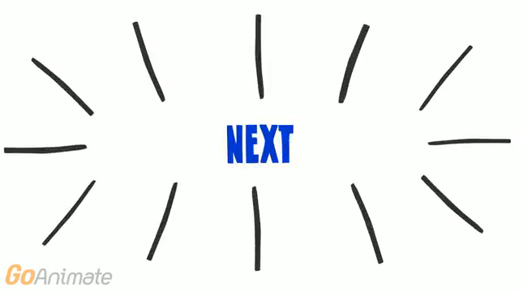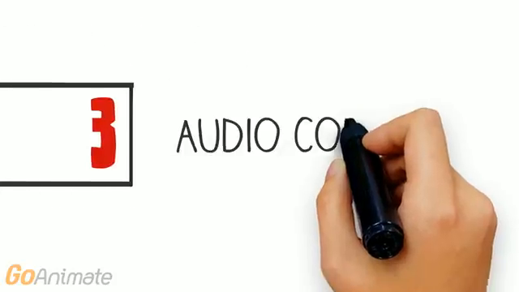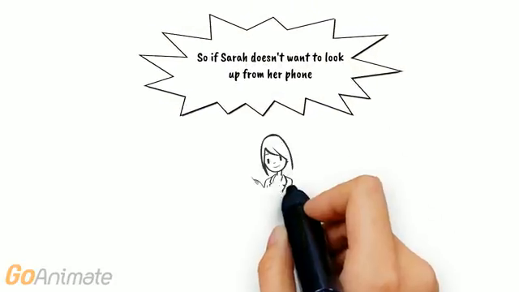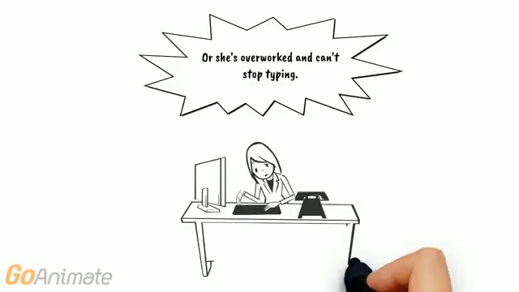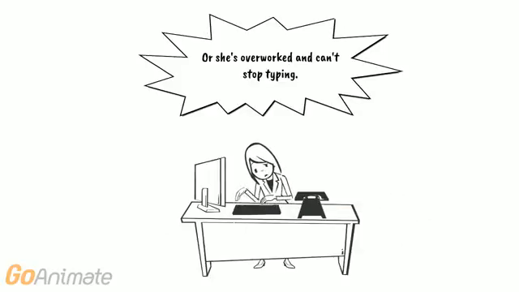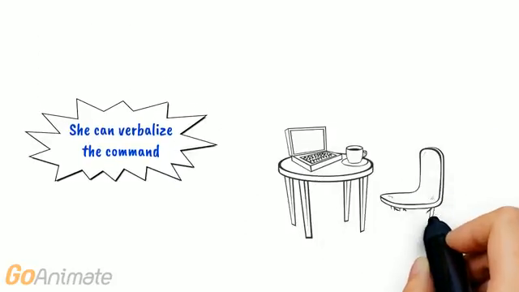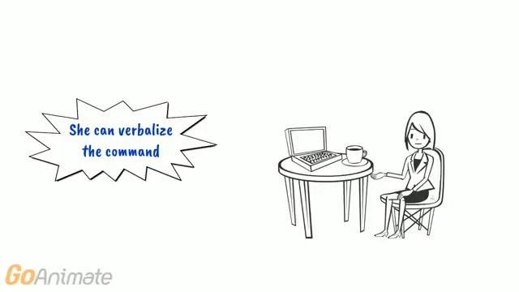Next, we're going to address audio control. Sarah has the option to use her voice to control the interface with the monitor's microphone and built-in dictation software. Sarah can perform various functions with vocal commands. So if Sarah doesn't want to look up from her phone, or she's overworked and she can't stop typing, she can verbalize the command, for example, open my calendar, and the interface will open her calendar.